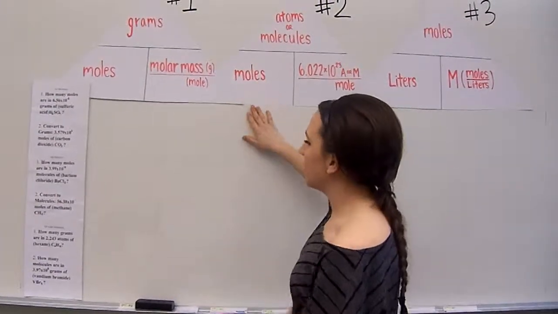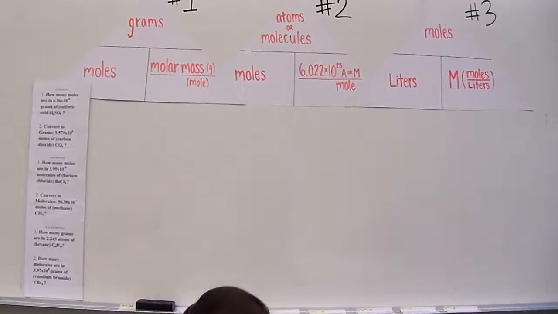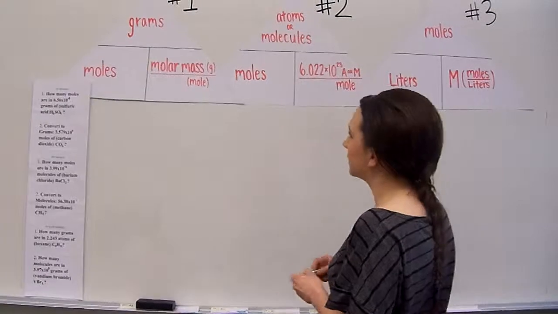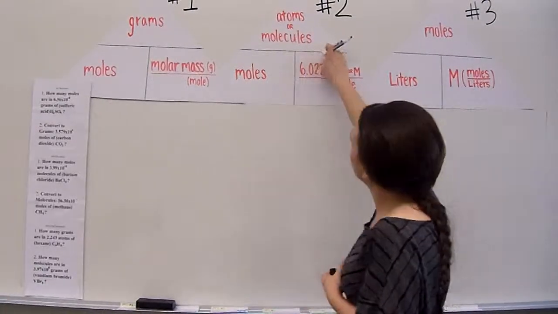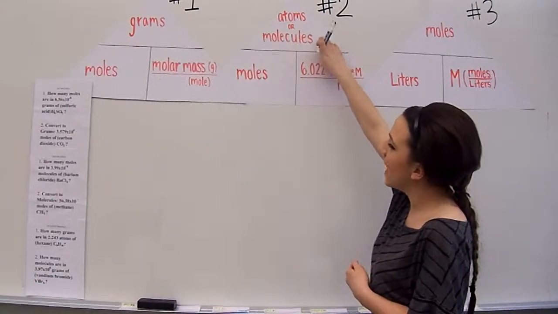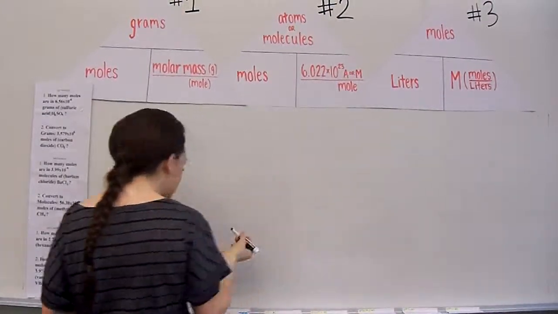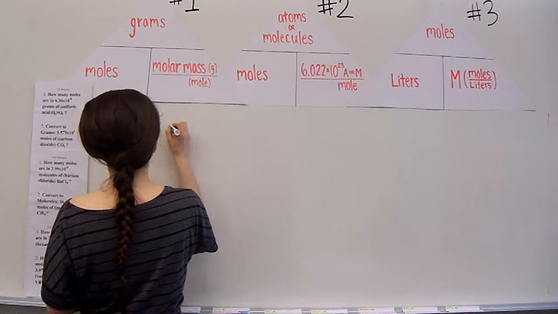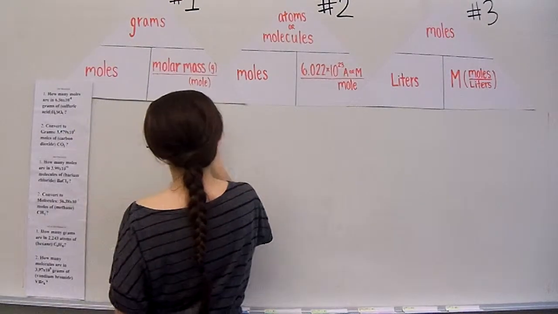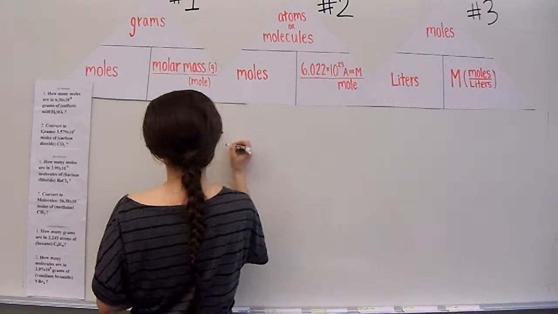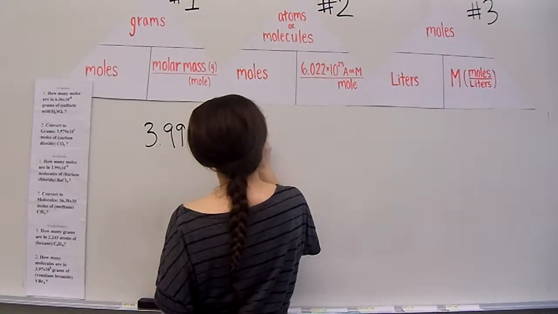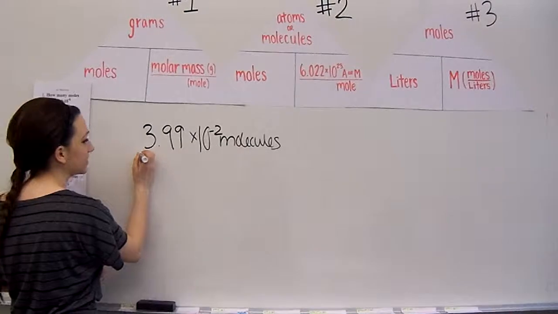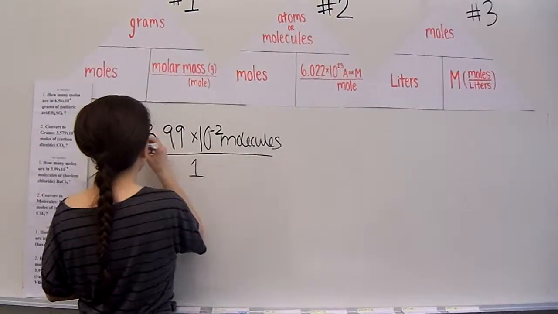The next part, it gives us molecules. So you're going to look, and we have molecules right here at the top. So we know that that's going to be written at the top of our equation: 3.99 times 10 to the second molecules. And as I said, we're going to set these up just like the English metric conversion problems.